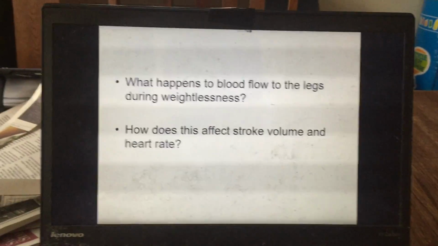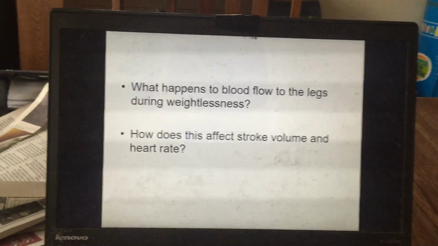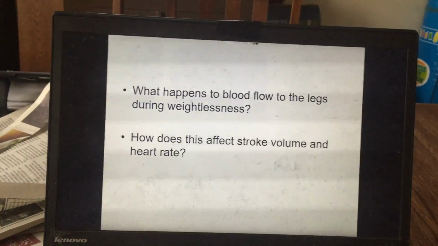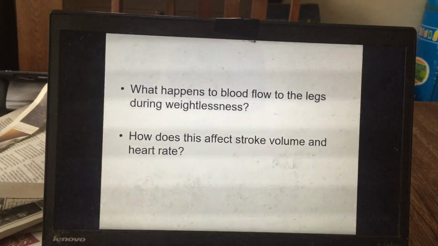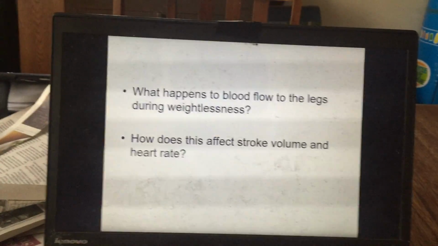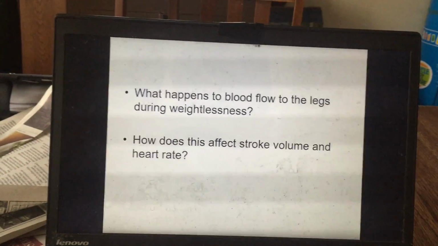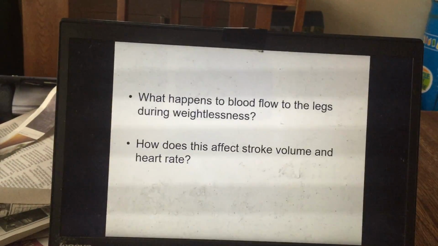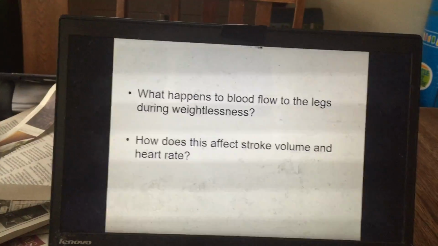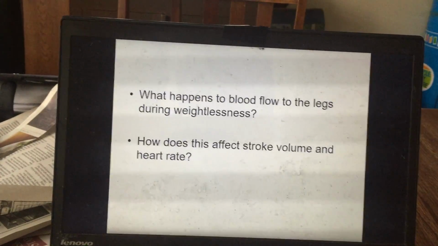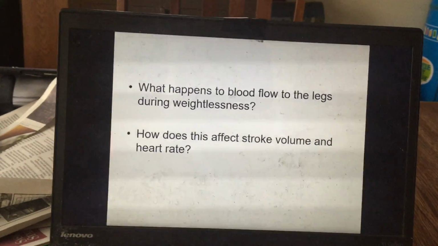So what happens to the blood flow to the legs during weightlessness? This occurs if you're underwater, and it also occurs in astronauts if they're exposed to microgravity. Essentially, the blood flow goes from your legs to your upper body, and this will have the effect of increasing venous return to your heart and increasing your stroke volume, and in turn decreasing your heart rate to keep your cardiac output consistent.